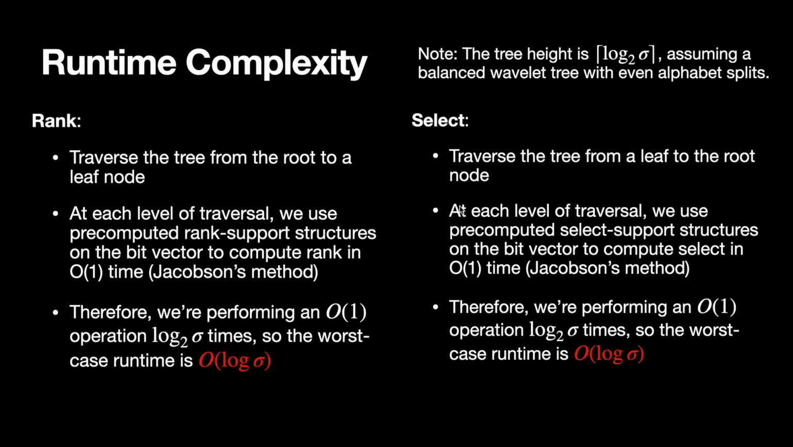Very similarly for select, we are traversing the tree, this time from a leaf up to the root node, and at each level of traversal, we use pre-computed select support structures on the bit vector to compute select in constant time. I said this is Jacobson's method. I believe this is actually Clark's method. Therefore, we're performing a constant time operation, very similarly, log base 2 of sigma times, so the worst case runtime is the same, big O of log sigma.